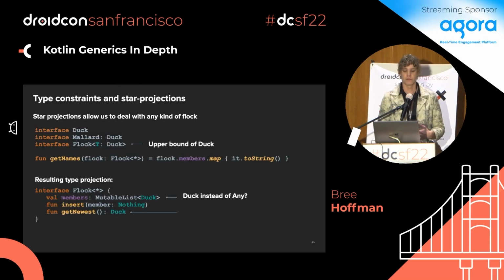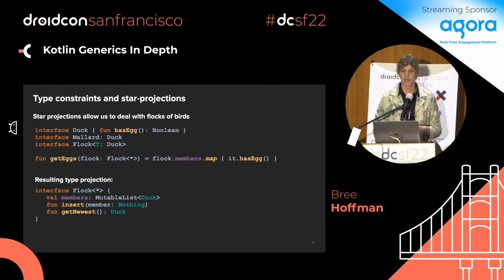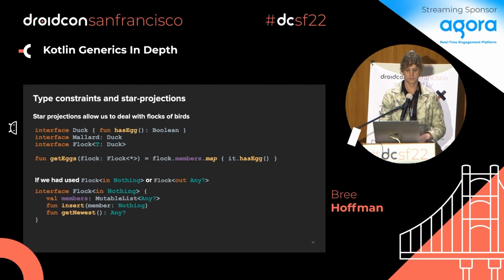That resulting type projection will now carry the duck through to any of the places where we would have had a nullable any. And this means that we can add methods to a duck that we can then call once we've star projected it. So in this case, I've added this method hasEgg to the interface duck, and I've changed our getNames function to be getEggs, and it basically just retrieves all of the eggs from the list of ducks.